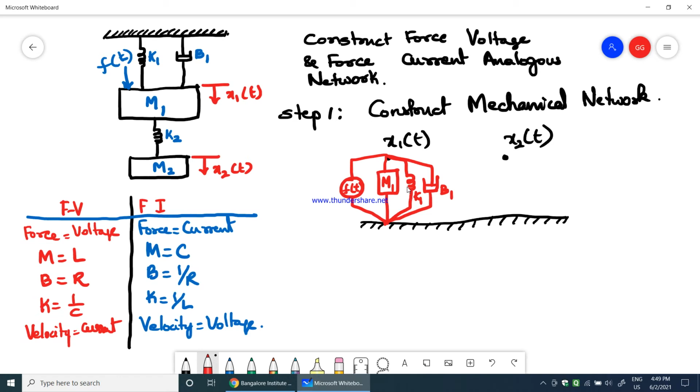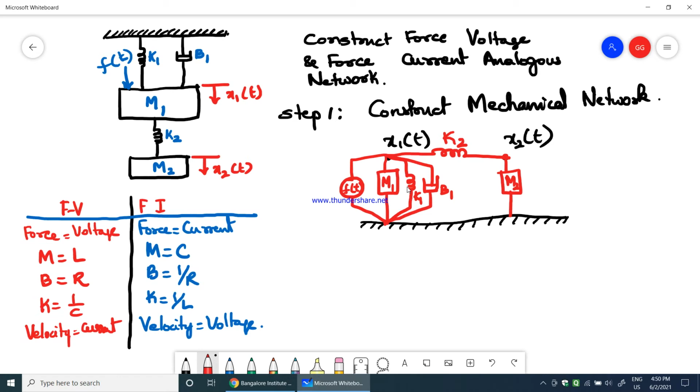Now we have K2, which is connected between x1 of t and x2 of t. Finally, we have M2, which is connected at x2 of t. We don't have any other component connected between x2 of t and ground. We have only M2 connected between x2 and ground. So we have 1, 2, 3, 4, 5 components connected. This is the network for the given mechanical system.